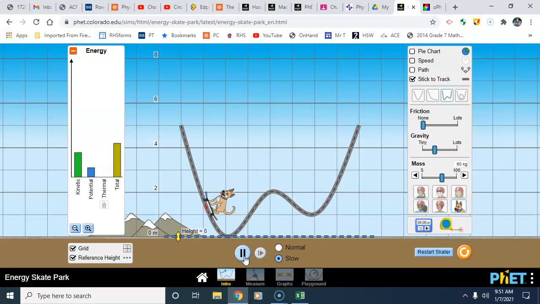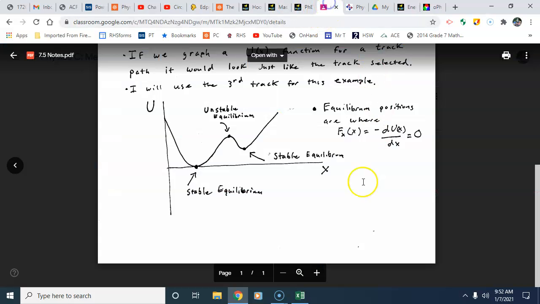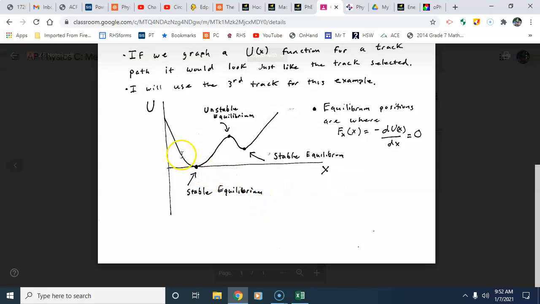There's 3 positions where that occurs. Here, here, and here are all positions where we'd have a derivative equal to 0, right? So there's 3 equilibrium positions here. Going back to the notes, we call the ones that are in, like, let's just call this a valley, a dip, right? The ones that are in a valley are known as stable equilibrium. So on this particular example, there's a stable equilibrium position here and here. This one's considered unstable equilibrium.